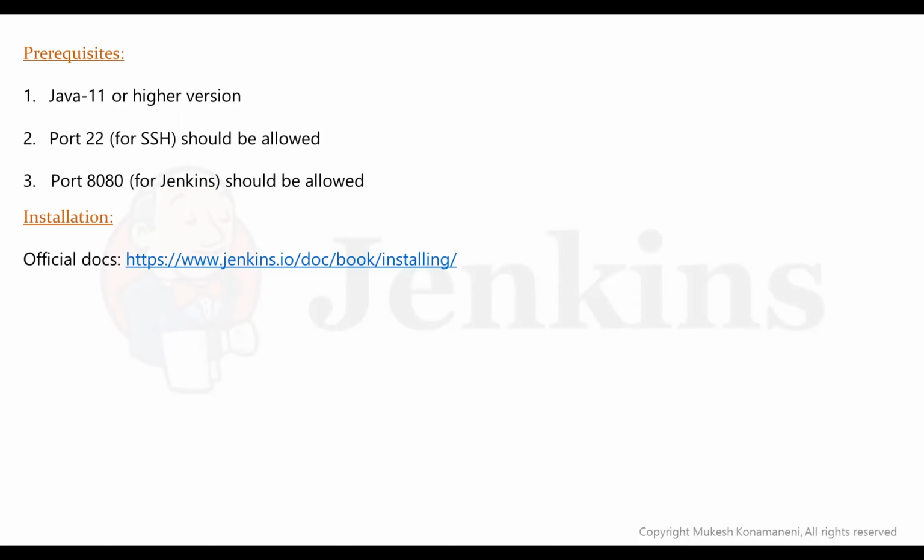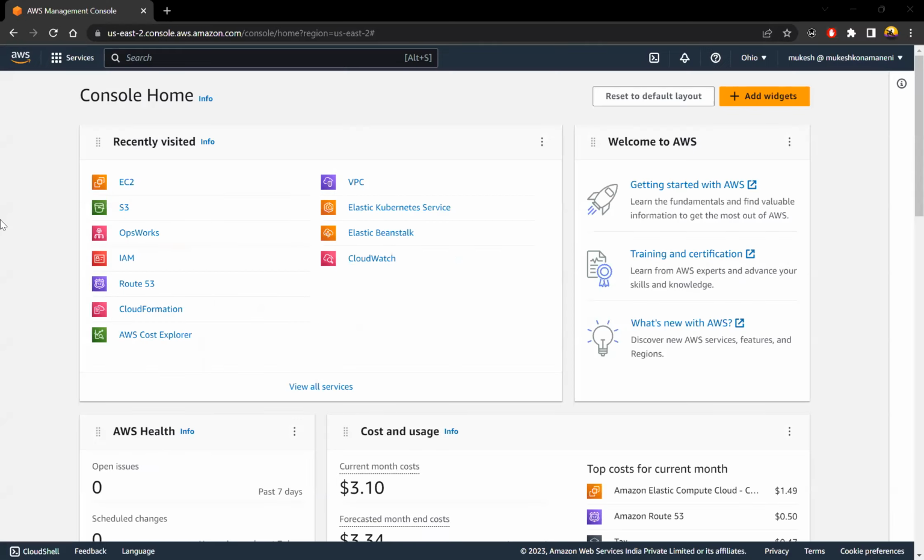So to install Jenkins, I am going to use EC2 instance. So let us go to AWS Management Console and let us proceed installing Jenkins. As you can see, I am on the AWS Management Console. If you don't know how to create an EC2 instance and how you can connect to the EC2 instance, you can watch my video. I'm going to link that video at the end of it.